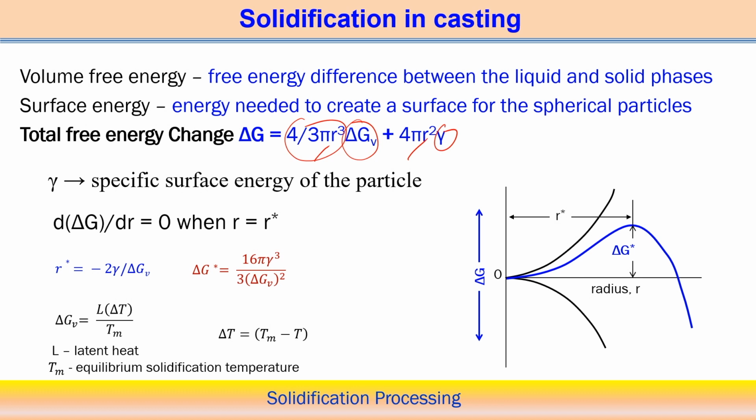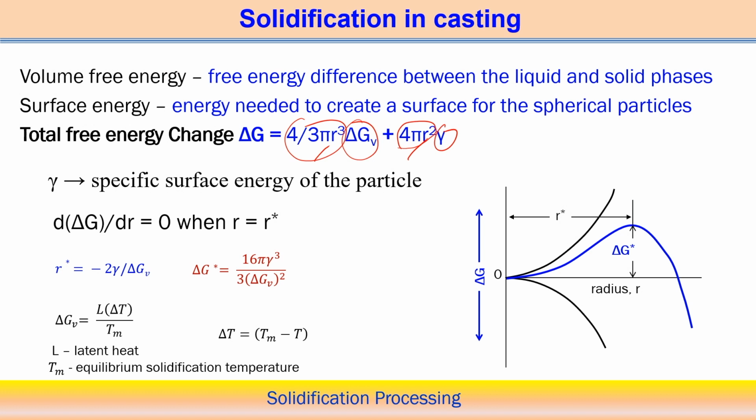So, when one particle is created from the liquid phase to the solid phase, it will be associated with a surface as well as some definite volume. Gamma is the surface energy per unit area, and 4 pi r square is the surface area. Therefore, this gives the total free energy change due to the formation of one nucleus having radius r.